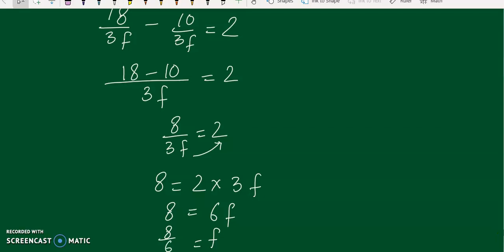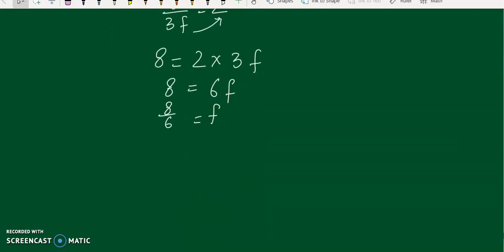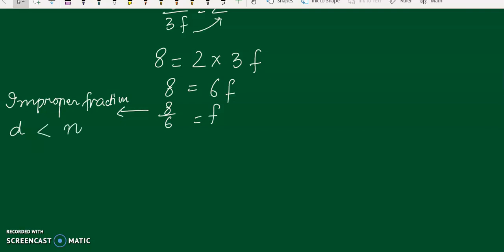Now you see that this is an improper fraction. This one is an improper fraction. Why it is improper fraction? Because here the denominator is less than numerator, means ये जो ऊपर हमारे पास वैल्यू है it is bigger than the denominator, so it is improper. So we will convert it into a mixed number. How? 8 divided by 6, so we get 6 ones are 6 and 2 is left.